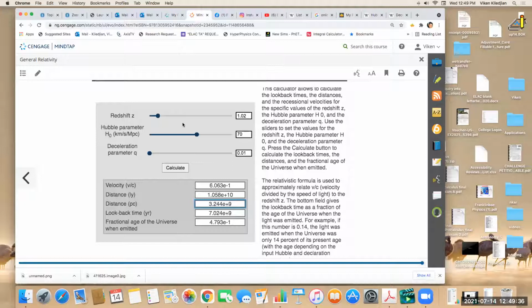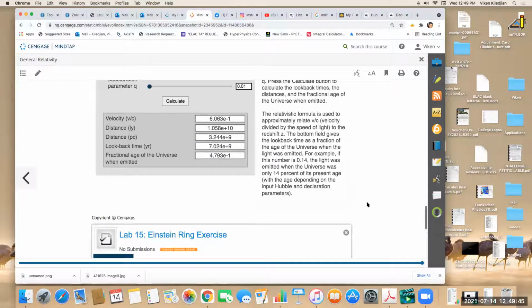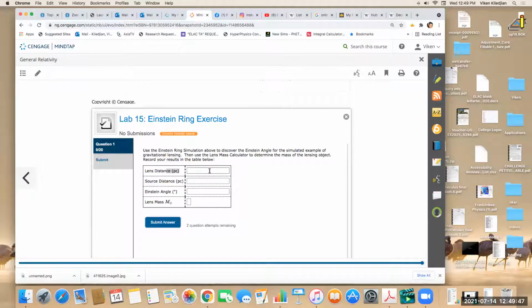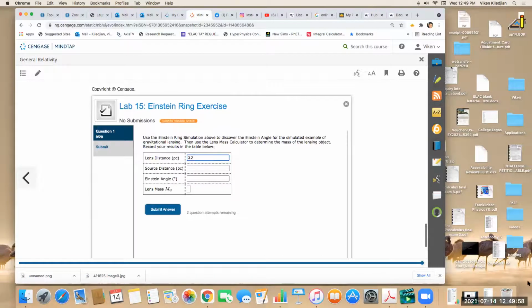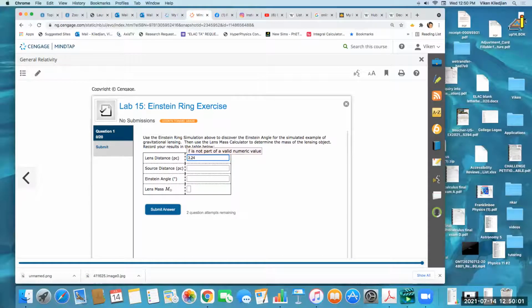Okay, so then you would take a picture of this, and take that parsec number, 3.244, and then put it in here. Lens distance, 3.244 e to the 9th. Okay?